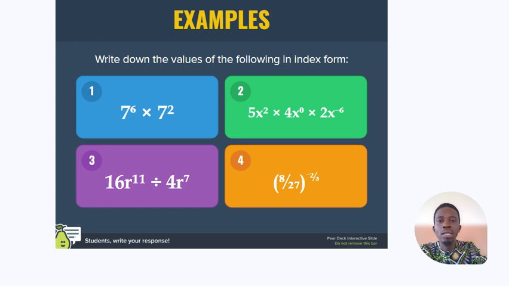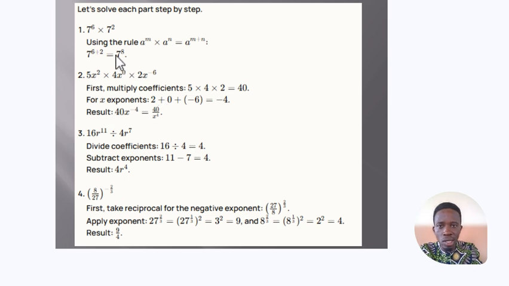We have question 1: 7 raised to power 6 times 7 raised to power 2. Now, this is the solution here. So I will pick the first example, solve it, then we move on to the second example. Let's solve them step by step.